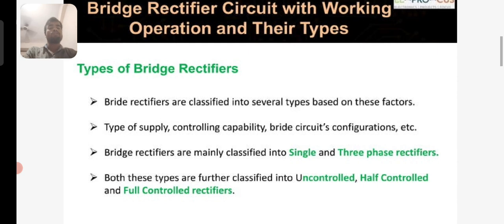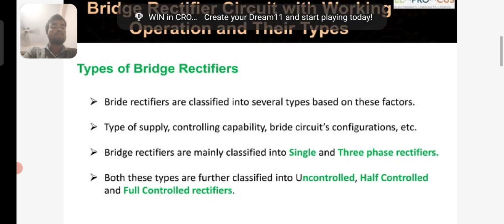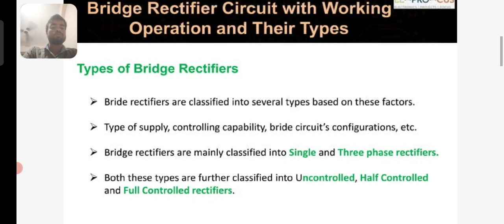Types of bridge rectifiers. Bridge rectifiers are classified into several types based on these factors: types of supply, controlling capability, bridge circuit configurations, etc. A bridge rectifier is mainly classified into single and three-phase rectifiers. Both types are further classified into uncontrolled, half controlled, and fully controlled rectifiers.